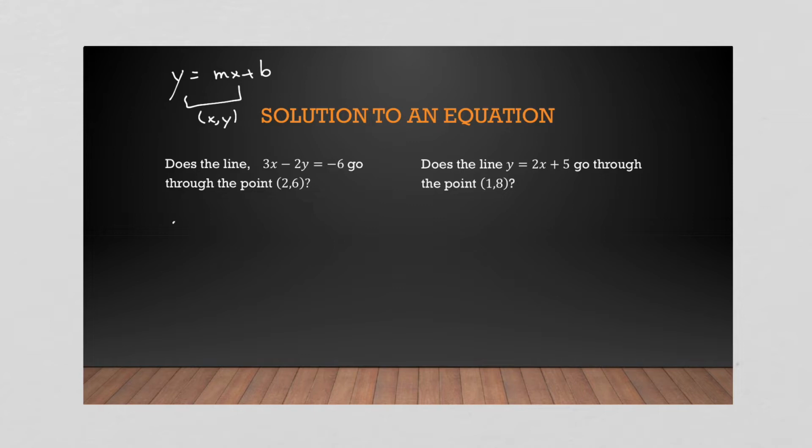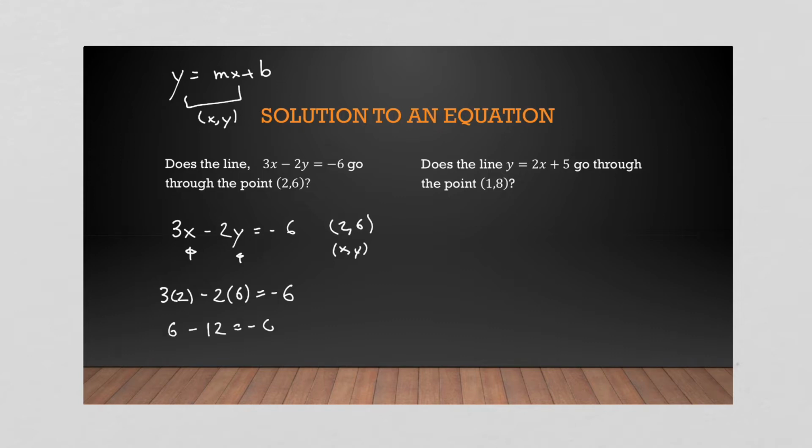Now in this case, we're dealing with standard form. We have 3x minus 2y equals negative 6, and we have the point (2, 6). Remember, that's an x and a y, a coordinate point on our grid. So we plug in the x value, a 2, and we plug in the y value, the 6. Then we solve this out and see if it stays equal. We end up with 6 minus 12, so negative 6 equals negative 6. So yes, this point is a solution to that equation, or it is a point that exists on that line.